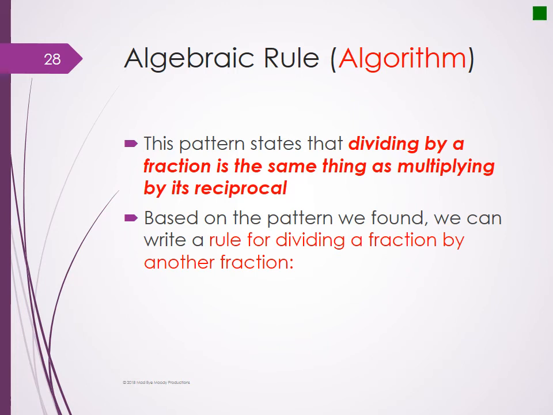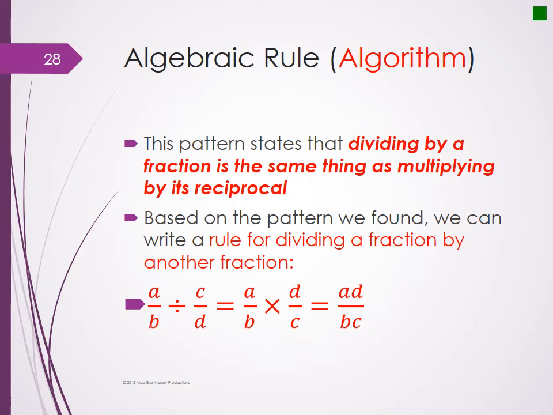We can then use that pattern and that rule to write the algorithm, the rule for dividing a fraction by another fraction. And that rule or algorithm is any fraction a over b, and the a can represent any whole number, any whole number at all, a over b divided by any fraction c over d, where c and d are numbers. These letters a, b, c, and d, which by the way we call variables, just represent any number you can think of, any whole number that you can think of.